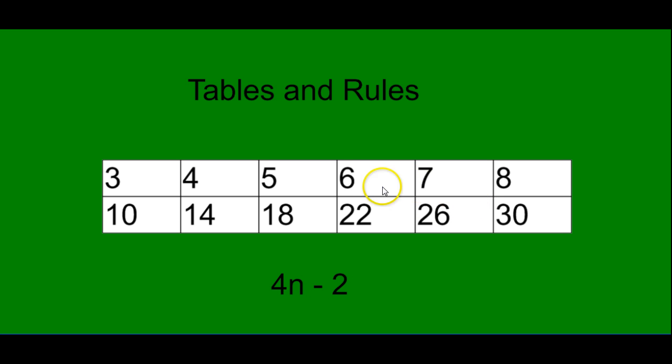So the top row represents our n values, or what we call our inputs. The bottom row represents our output values. That's what you get after you plug in to that expression. So we're going to use these tables and rules in multiple directions today. We're going to go forward with the tables and rules, and we're going to go backwards. So let's go ahead and get started.